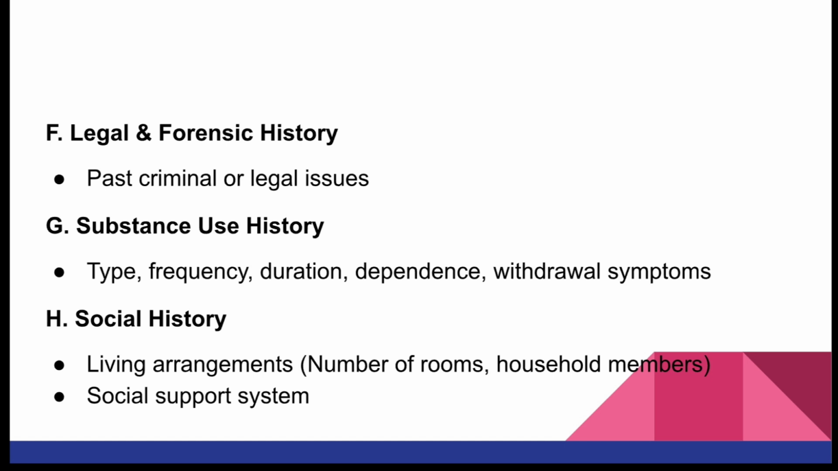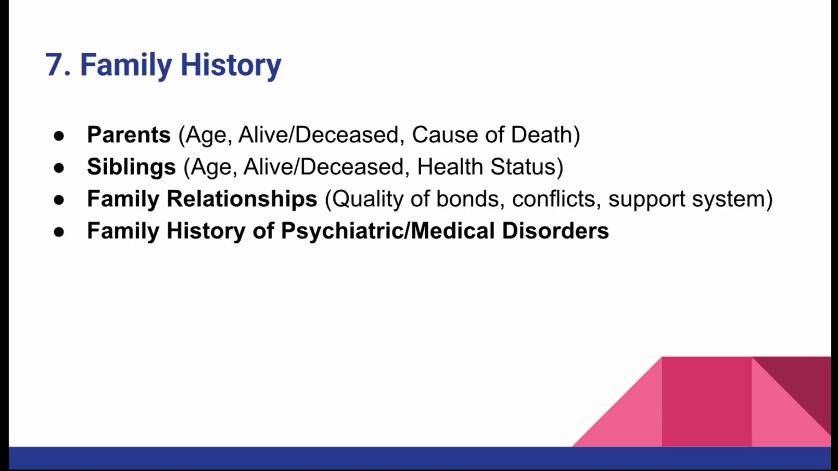We also ask about whether the patient is in a joint or a nuclear family, who is the decision maker in the home, who is the breadwinner, etc. Then we move towards the family history. In this, we ask about the patient's parents, whether they are alive or deceased, what's their age, if they are deceased, what was the cause of their death.